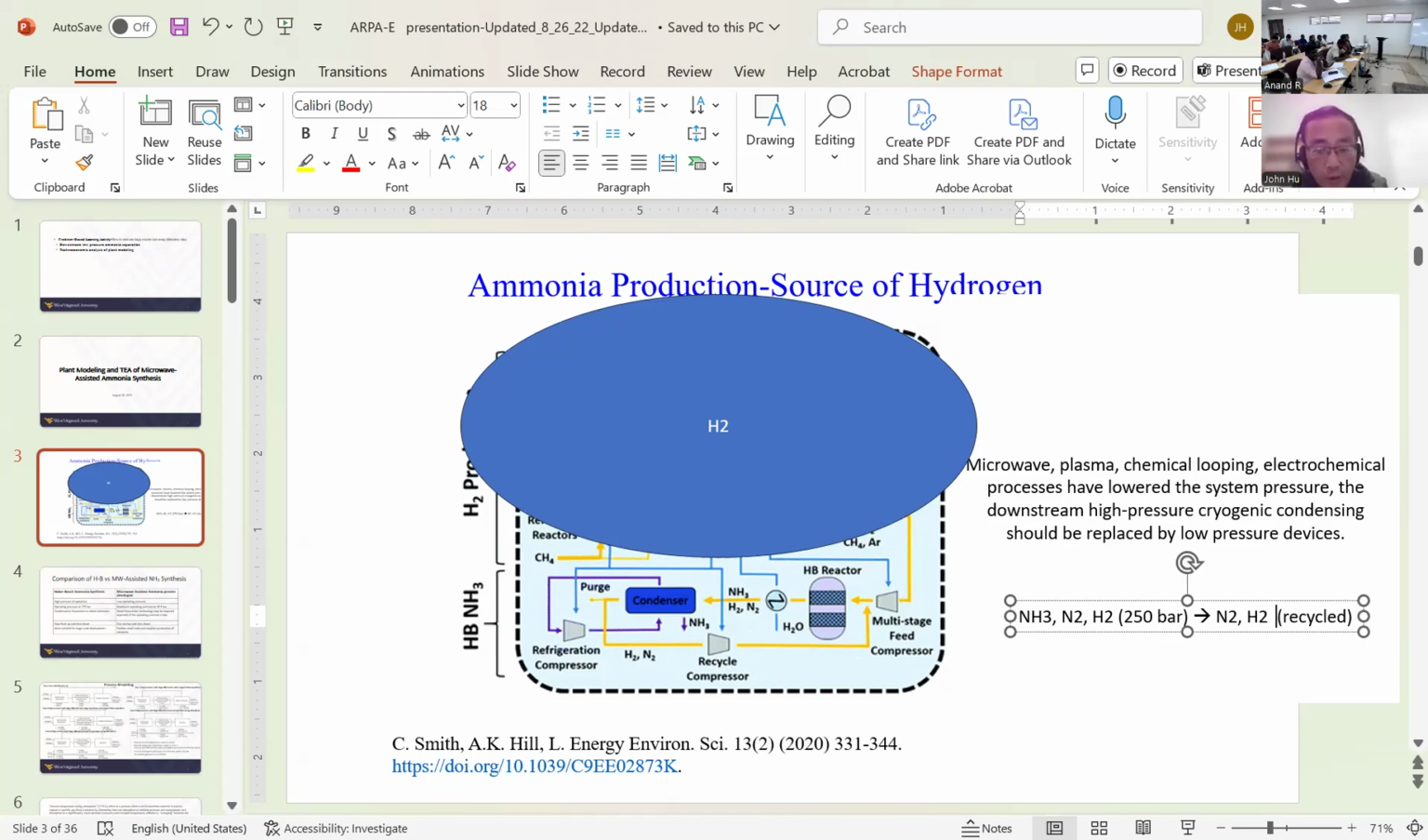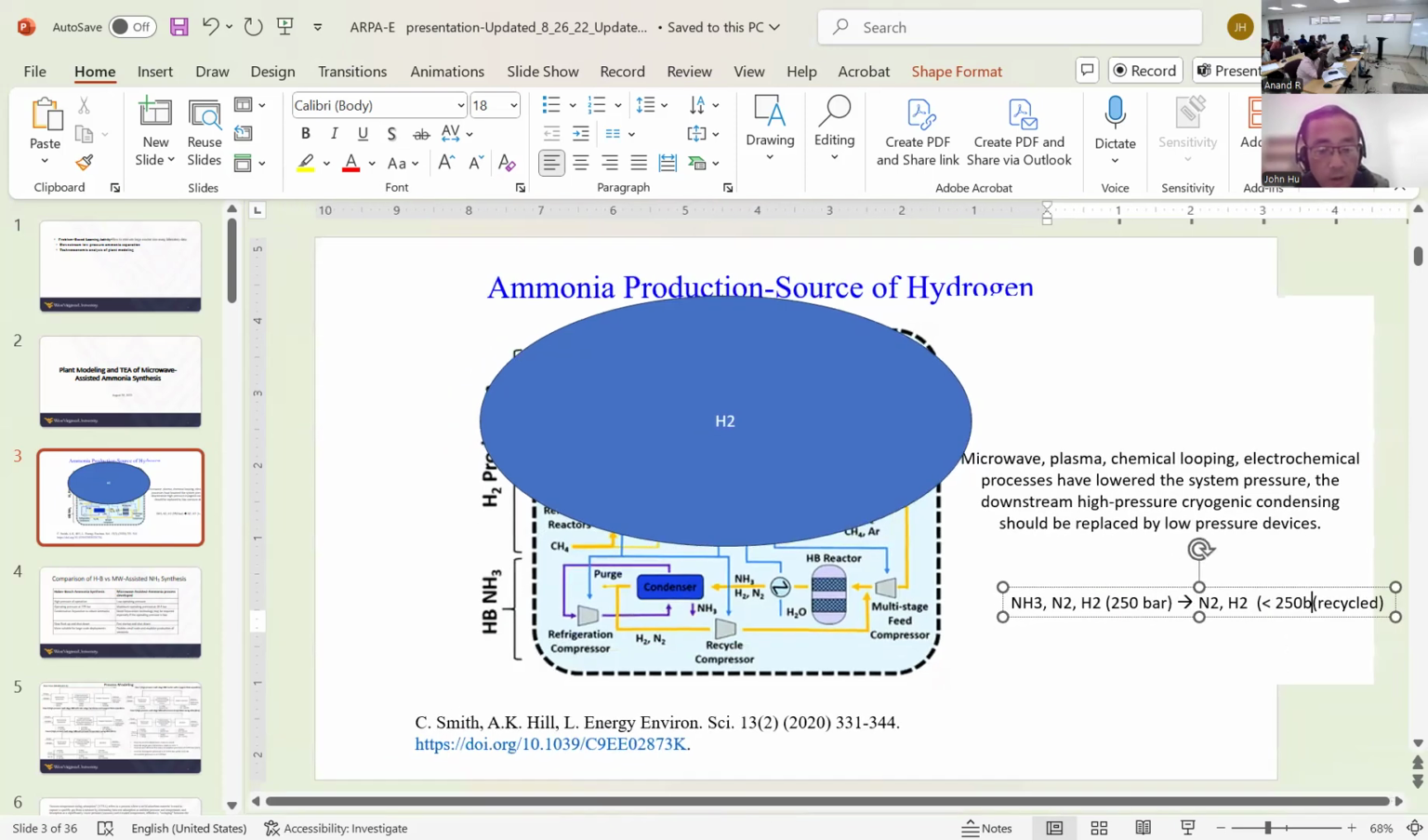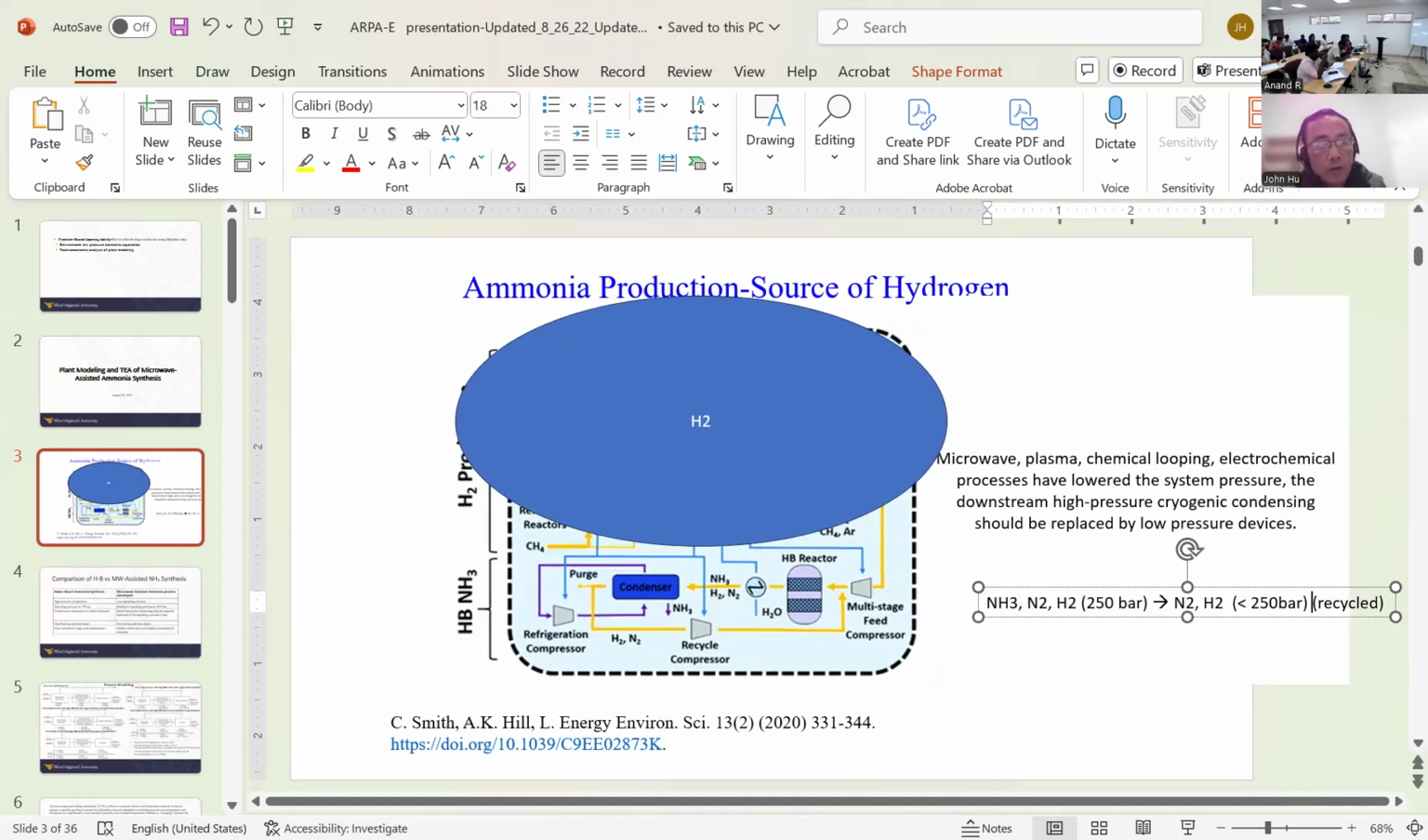So do you agree? With the ammonia disappeared, the pressure is less than 250 bar. Makes sense? Yes, sir. So you cannot recycle directly because the reactor is still at 250 bar. Keep in mind, the reactor is always 250 bar. The off gas is 250 bar, and ammonia contributes to this 250 bar. You condense them, then the hydrogen and nitrogen coming out is less than 250 bar. Of course, you need to compress them to make it equal to the inlet here. That's why you need a lot of condensing, recompression, condensing, recompression. So that's for the Haber-Bosch process.